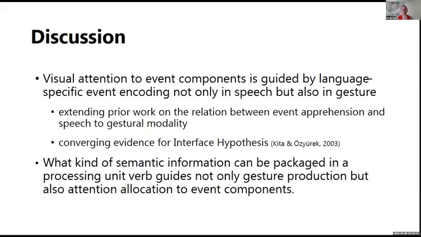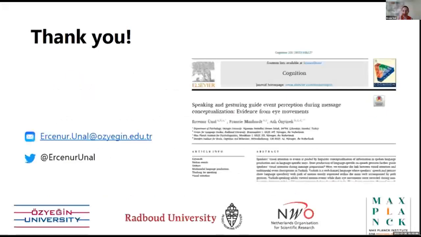And then finally, we show, as a novel contribution, that visual attention to events is further guided by language-specific event encoding in gesture, and this extends the prior work on the speech domain to the gestural modality and provides evidence for eye movements for the interface hypothesis. So together we show that the kinds of semantic elements that can be packaged in one processing unit may guide both how we produce gestures and also how we allocate attention to events.